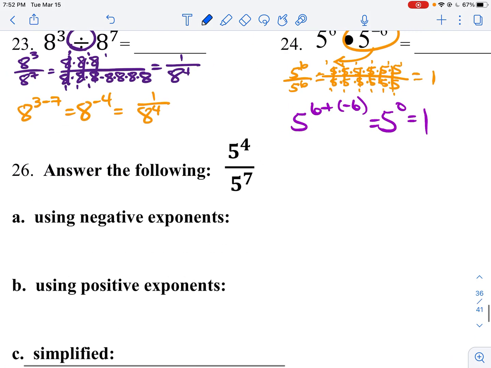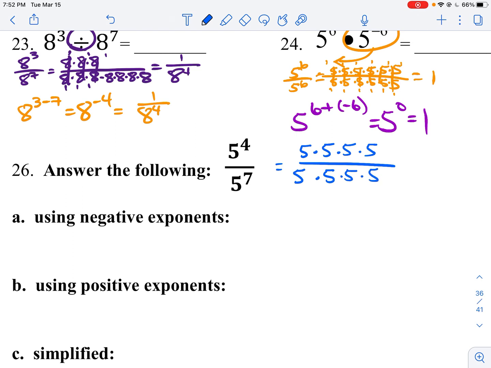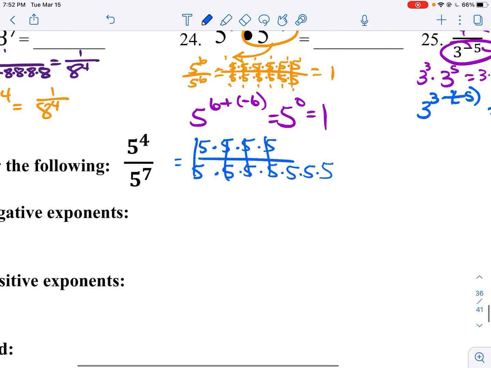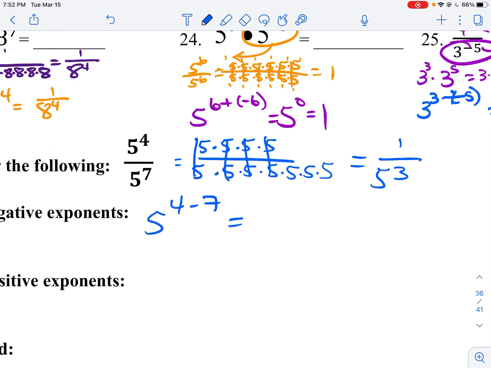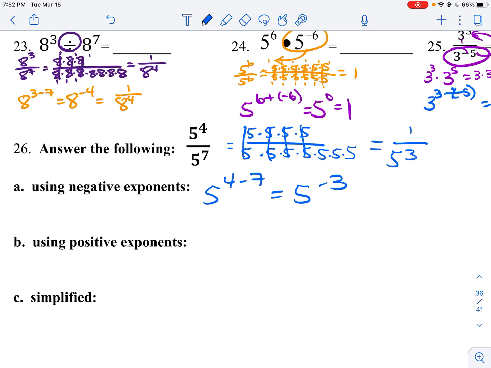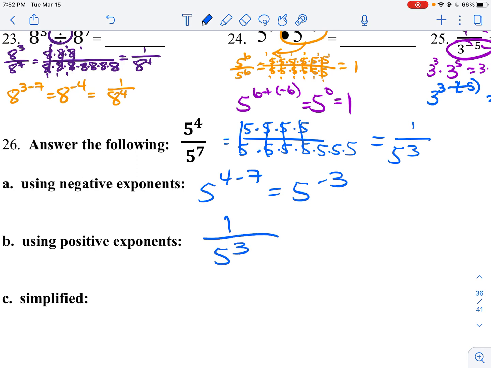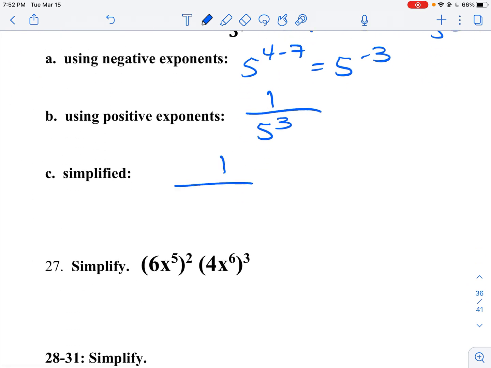Okay, number 26. Using negative exponent. So 5 times 5 times 5 times 5 over 5 times 5 times 5. Cancel, cancel, cancel, cancel. So I'm left with 1 over 5 to the 3rd. So if I had subtracted on this, I would have gotten 5 to the negative 3. And that is 1 over 5 to the 3rd. Then that's 1 over 125.